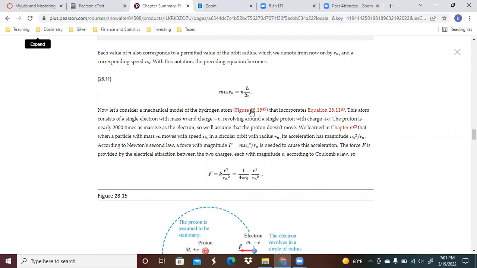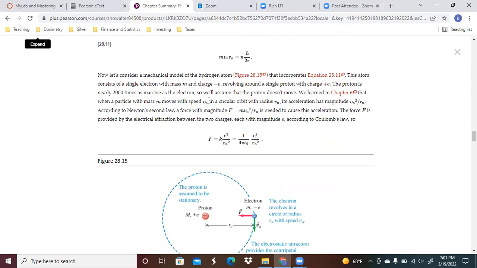So if you consider a mechanical model of the hydrogen atom that incorporates this equation, the atom consists of a single electron with mass m and charge minus e revolving around a single proton. The proton is nearly 2,000 times as massive as the electron, so we'll assume the proton does not move. We learn in chapter 6 that when a particle with mass m moves at speed v in a circular orbit with radius r, its acceleration has a magnitude of this. According to Newton's second law, force with magnitude of this is needed to cause this acceleration. So the force is provided by the electrical attraction between the two charges.